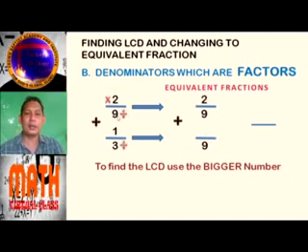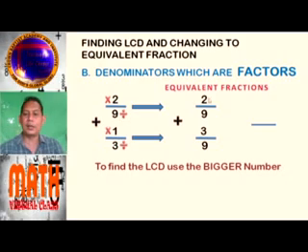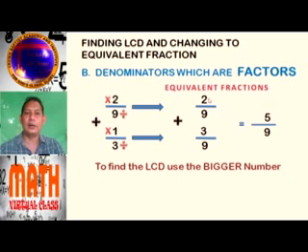9 divided by 3 times 1, the answer is 3. Then, these are now what we call equivalent fractions. So to add equivalent fractions, just add the numerators. So the answer becomes 5 over 9. Let's have another example.